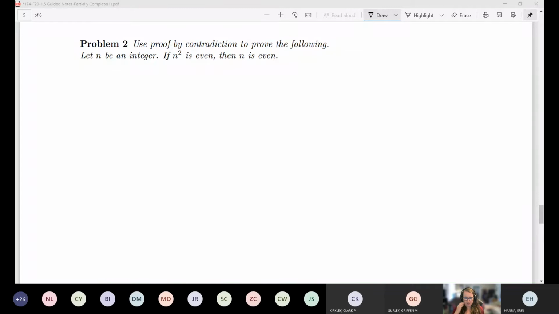This we've actually technically already proved. I think we proved it by contraposition, but we can also prove it by contradiction. So let's see how we can reprove this in terms of contradiction. Let n be an integer. If n squared is even, then n is even.